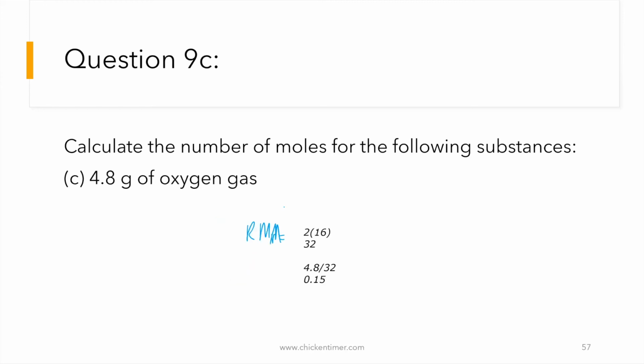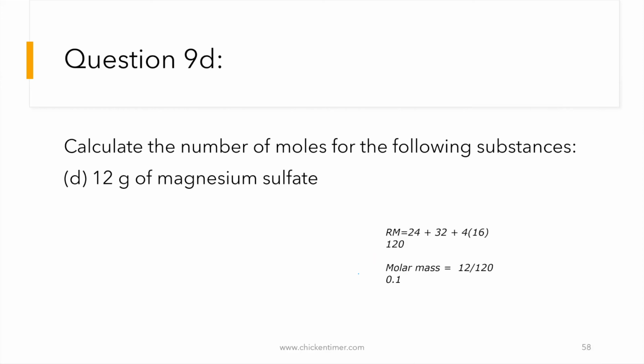Next. Relative molecular mass is 2 times 16, 32. Then you have to write number of moles equals 4.8 divided by 32 units. Next one, relative molecular mass is 24. So magnesium sulfate, 24. Sulfur is 120. Then you take mass over molar mass. Wait, this is not molar mass. This is number of moles. So number of moles is mass over molar mass equals to this.